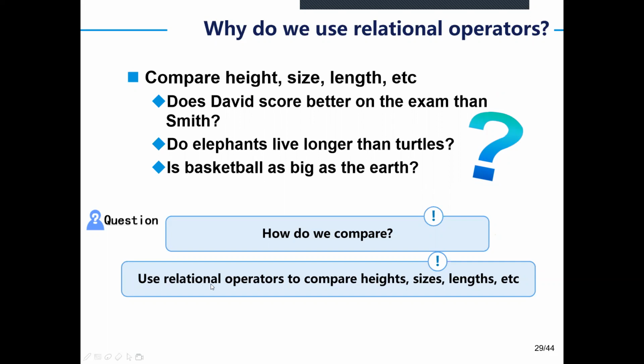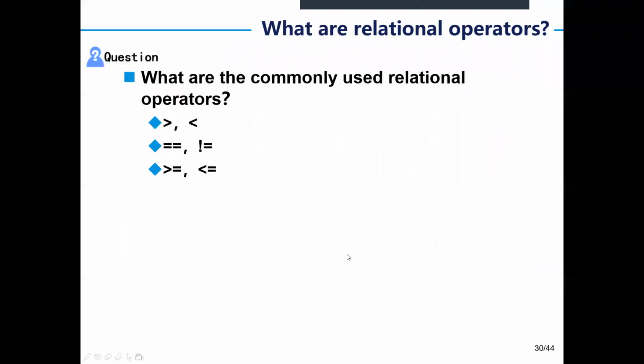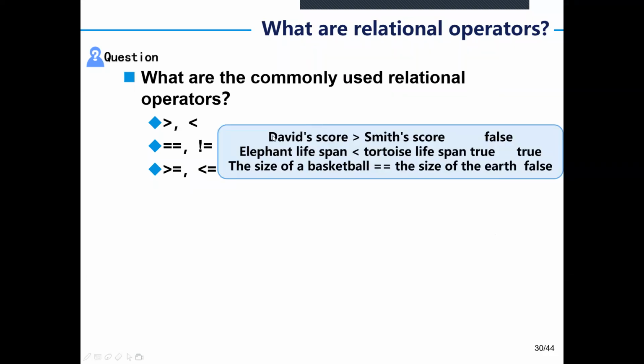In Java, we can use relational operators to compare height, size, length, etc. There are many relational operators. For example, greater than, less than, equal to, not equal to, greater than or equal to, less than or equal to. For example, David's score greater than Smith's score. Elephant lifespan less than turtle's lifespan. And the size of a basketball equal to the size of the Earth.